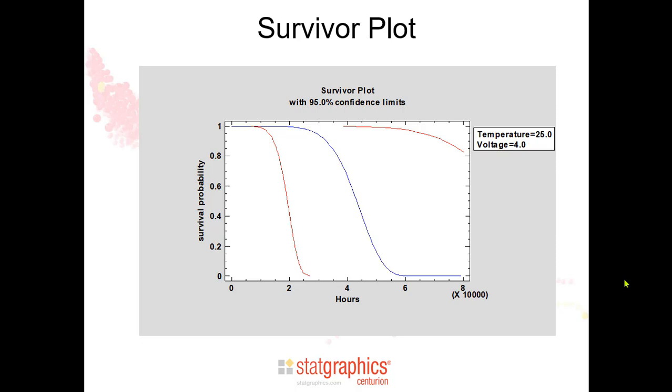Another way of looking at the failure time distribution that's widely used is to look at the survivor plot. The survivor plot shows the probability that a unit will still be operating after a certain number of hours. I've displayed it here at the normal operating conditions. The blue line is the best estimate of the survivor function. The red line shows upper and lower 95% limits.